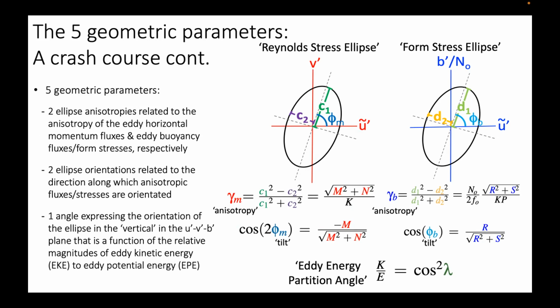And so that vertical orientation is actually a function of the ratio of eddy kinetic energy to eddy potential energy, okay? I'm going to refer to these parameters as the Reynolds stress ellipse anisotropy and tilt, the form stress ellipse anisotropy and tilt, and then this vertical angle I'm going to call the eddy energy partition angle, or lambda, okay?